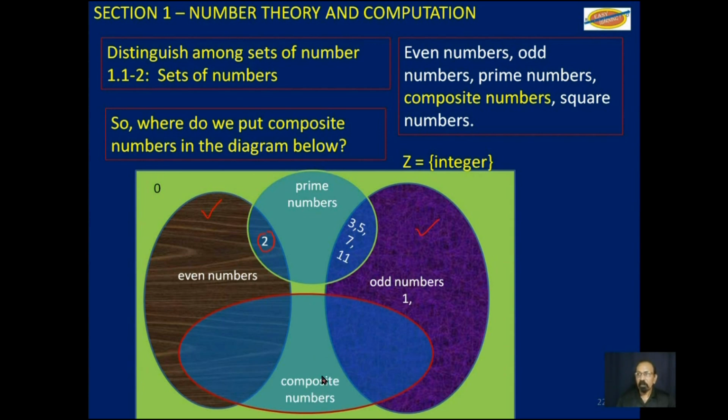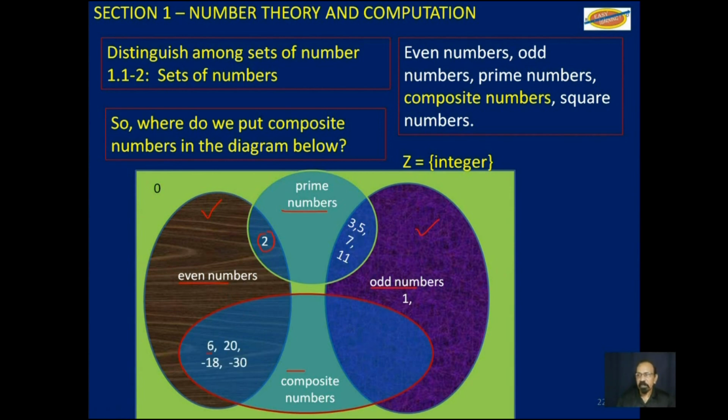Notice that if a number is composite, it cannot be prime. If a number is even, it cannot be odd. Those are exclusive sets. However, a number can be even and prime. It can also be even and composite. It could be odd and prime. It could be odd and composite.